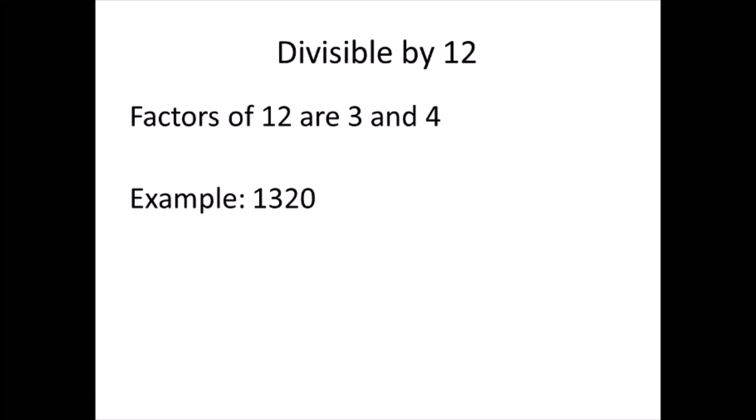Now, divisible by 12. The factors of 12 are 3 and 4. So how would you know if a number is divisible by 12? Using the past rules, divisible by 3 and divisible by 4, you need to apply them here. 1320. Is it divisible by 3? The sum of the digits is 6, so it is divisible by 3. How about if it's divisible by 4? The last two digits, 20, are divisible by 4. Therefore, 1320 is divisible by 12.